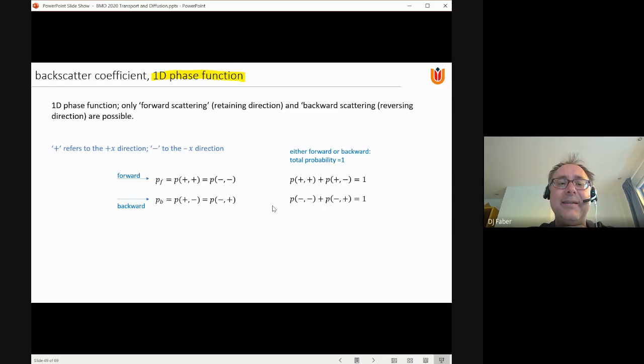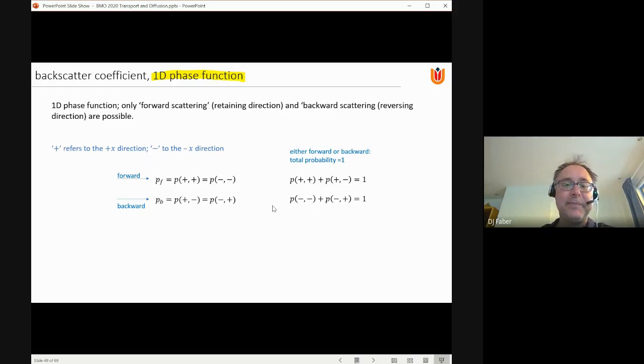So now we can take a closer look at this 1D phase function, because we basically can only have forward scattering that retains the direction, so purely forward scattering, or purely backward scattering where it reverses direction. So let's manipulate that phase function a little bit. Let's have plus refer to the plus x direction, and minus refer to the minus x direction.